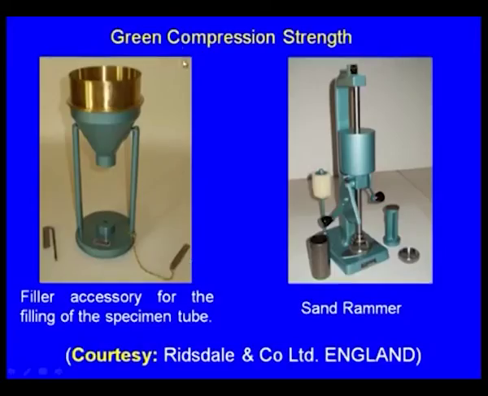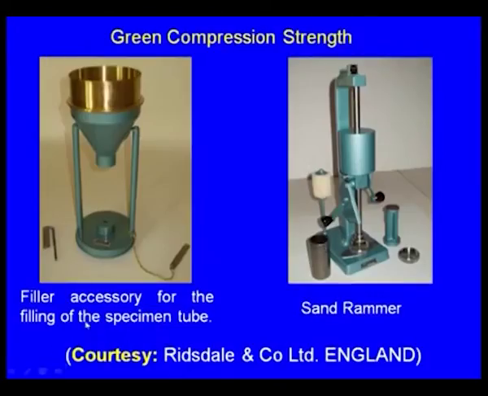So let us see how to measure the green compression strength. For measuring the green compression strength also, we have to prepare the sand specimen in the same way. This is the specimen tube, and in this we have to place the molding sand. Now we have to give the rams, generally 3 rams or 5 rams. The specimen tube is kept here, and through this we pour the molding sand.